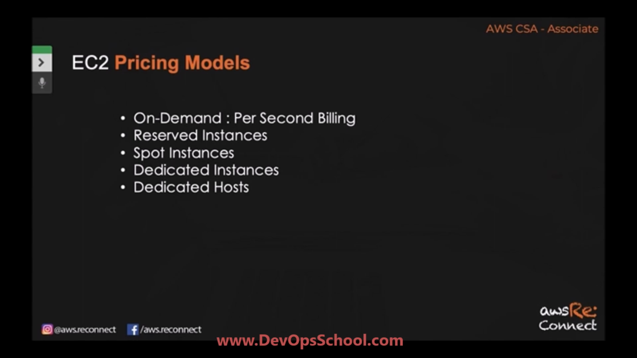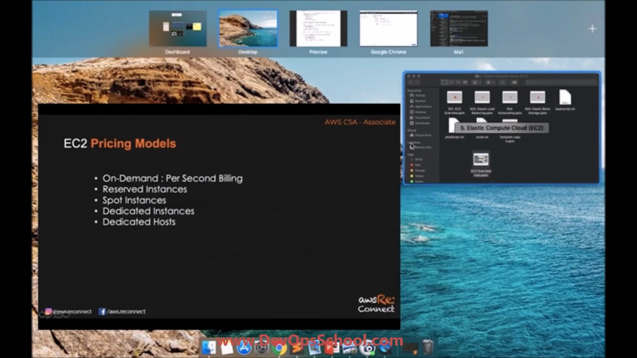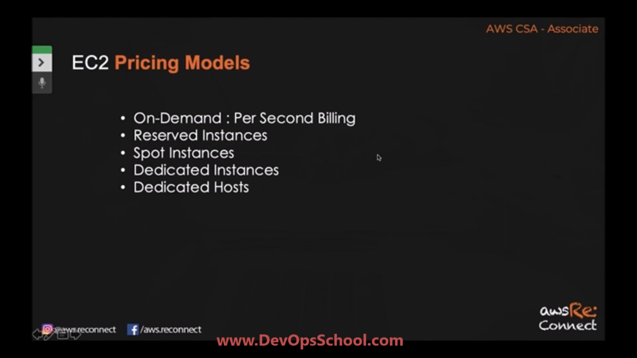Then we have reserved instances. Reserved instances are for when you know that you will require a particular instance for the next 1 year or 3 years. There are only two options: you can reserve an instance for 1 year or 3 years, not 2 years or 5 years. When you reserve an instance, Amazon will give you a discount, basically 50 to 70%. In this way you can save the cost.